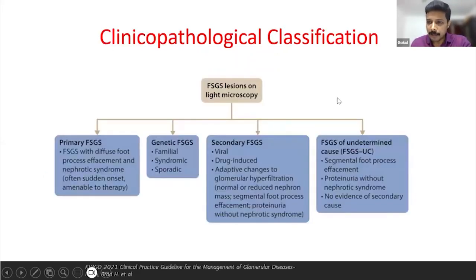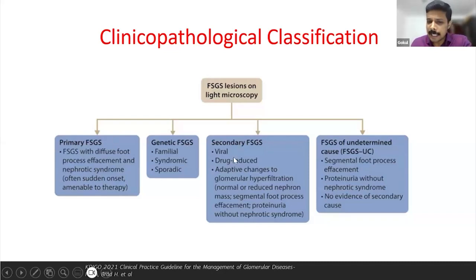So for that, the KDIGO 2021 working group has proposed this clinical pathological classification of FSGS, by which we can practically approach an FSGS lesion when we see it in light microscopy. So whenever we see an FSGS lesion in light microscopy, next we have to bring in the clinical parameters. If it is associated with nephrotic syndrome, usually sudden onset nephrotic syndrome, and it is amenable to therapy, and in the electron microscopy they have diffuse foot process effacement, then it is likely to be primary FSGS.